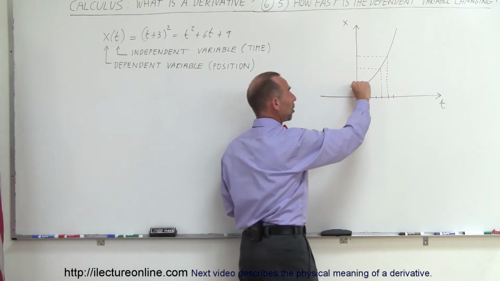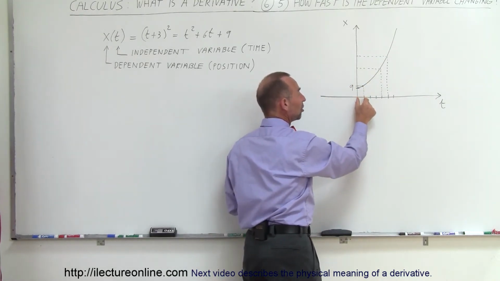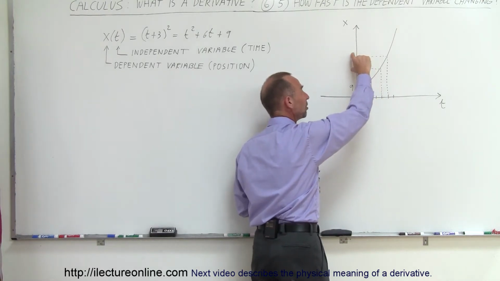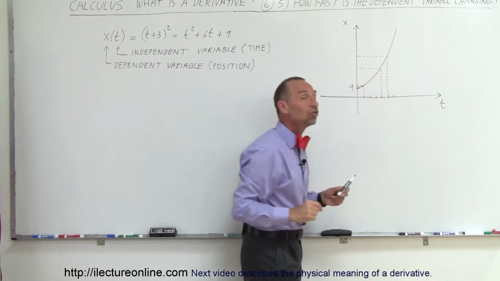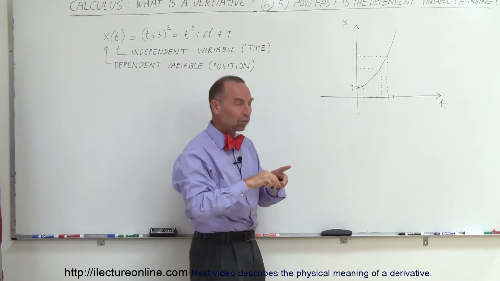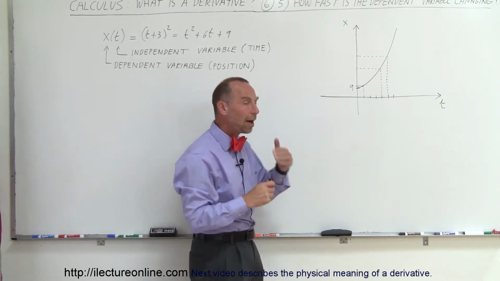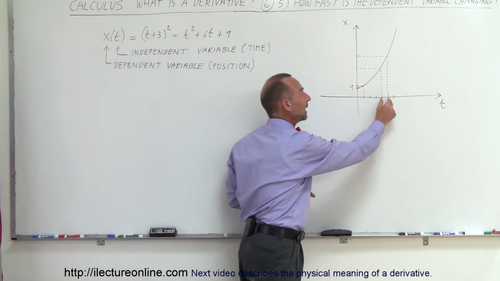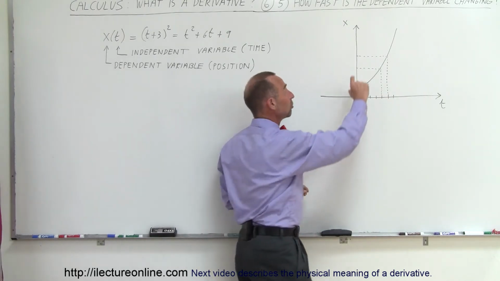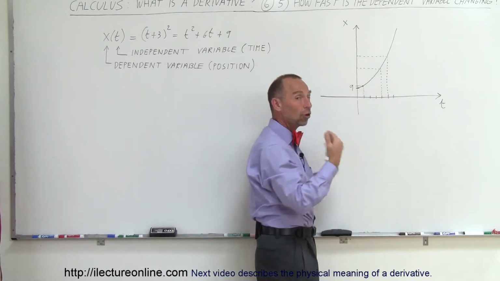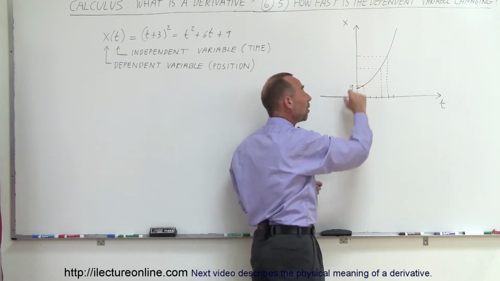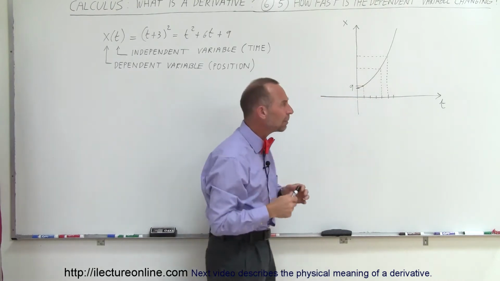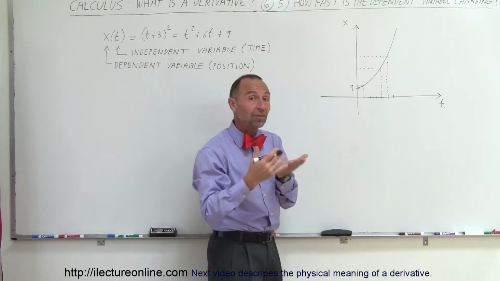So here we have a small change in position for the change in time. There we have a large change in position for the same amount of change in time. So again, the derivative is an indication of how much the dependent variable changes as a result of the independent variable changing. So here the derivative would be large, there's a large change. Here the derivative would be small, there's a small change. And again, when you think about it, it is represented by the slope.